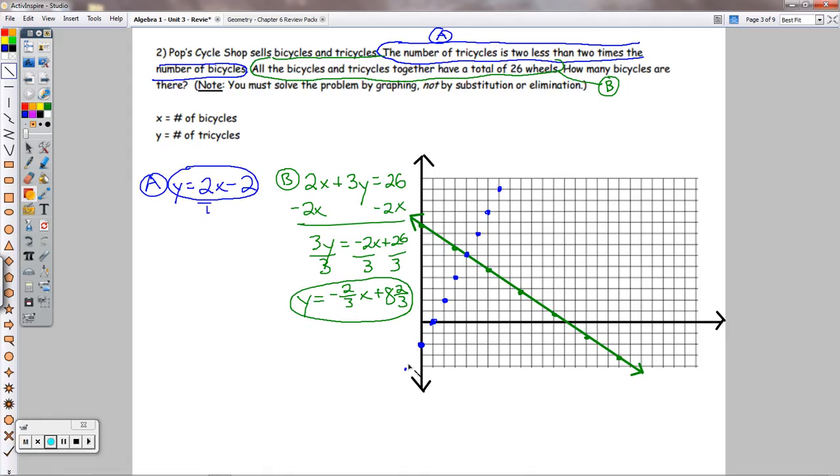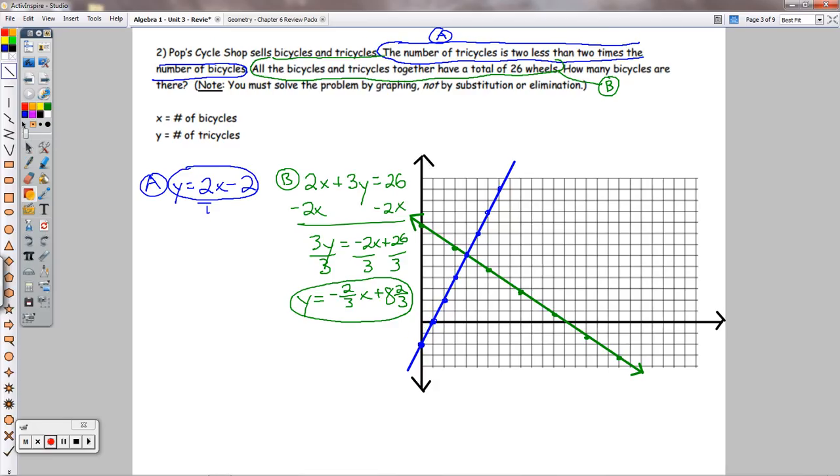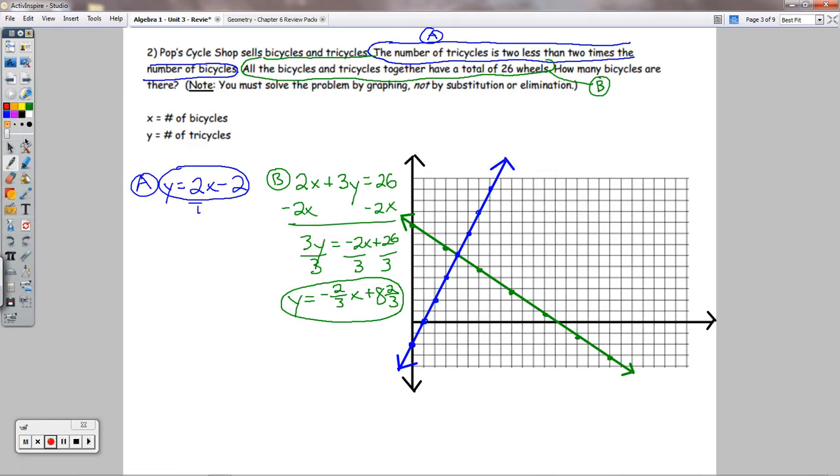So it looks like these two cross. That's a little off there, so let me just move that line just a skosh. That's better. And so where do they cross? Well, it looks like they cross right there. And what is that point? That particular point looks like it is over 4 to the right and up 6. So that's 4, 6 right there.